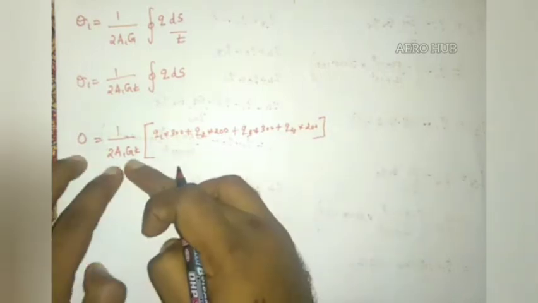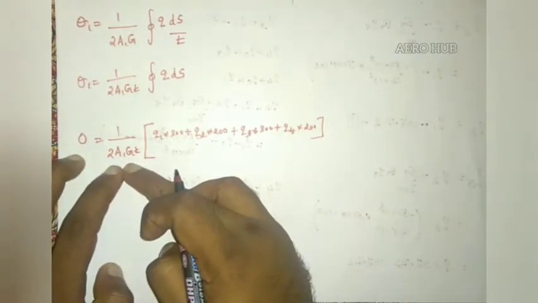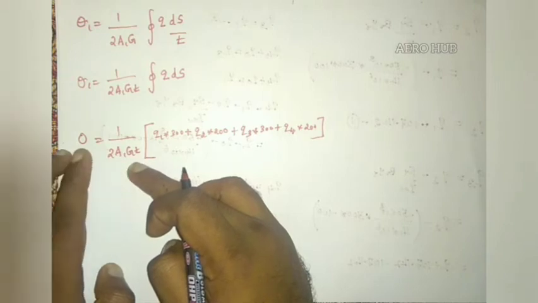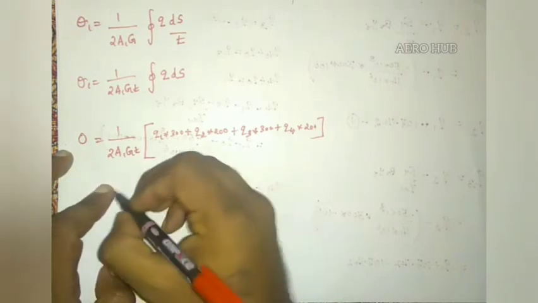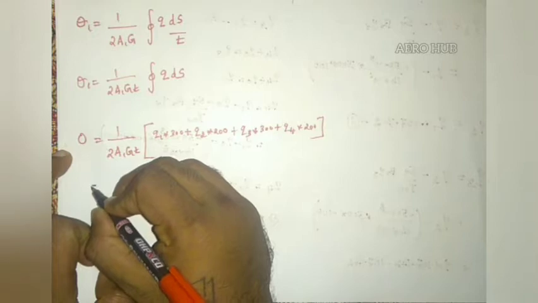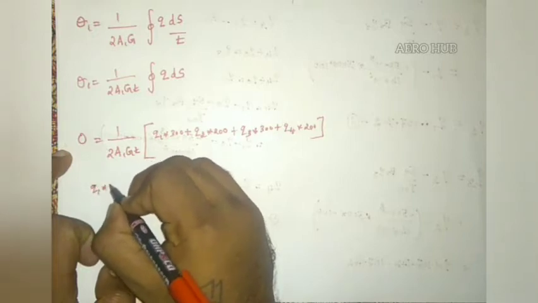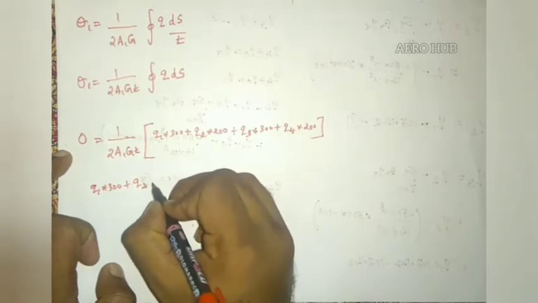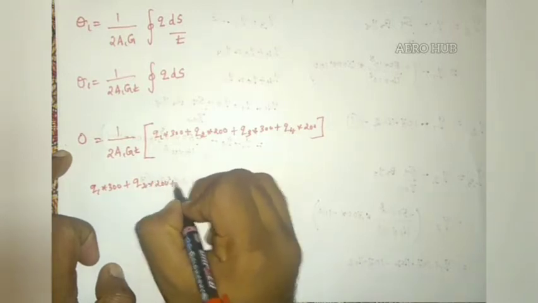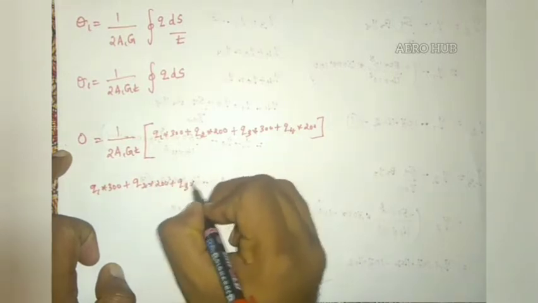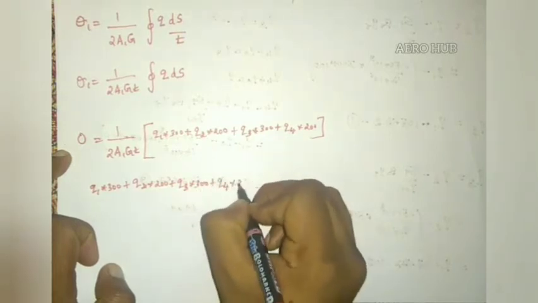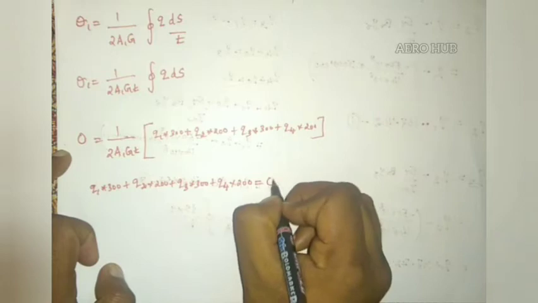Here we have a term 1 by 2A1, that's the area of cell number 1, G into t, and if you cross multiply this will be equal to 0. So I can have the equation Q1 into 300 plus Q2 into 200 plus Q3 into 300 plus Q4 into 200 is equal to 0.